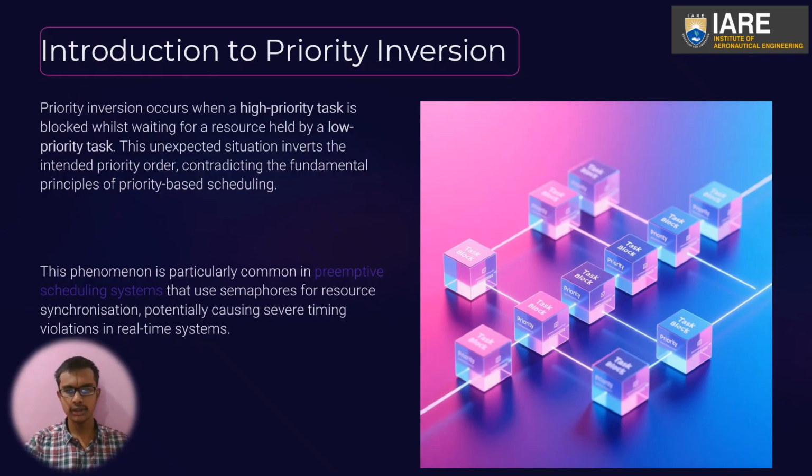So first of all, let's go through the introduction. Priority inversion occurs when a high priority task is blocked while waiting for a resource held by a low priority task. This unexpected situation inverts the intended priority order, contradicting the fundamental principles of priority-based scheduling. This phenomenon is particularly common in preemptive scheduling systems that use semaphores for resource synchronization, potentially causing severe timing violations in real-time systems.